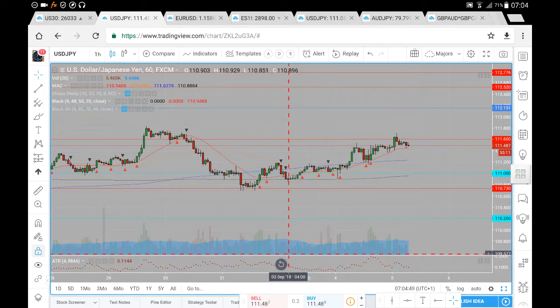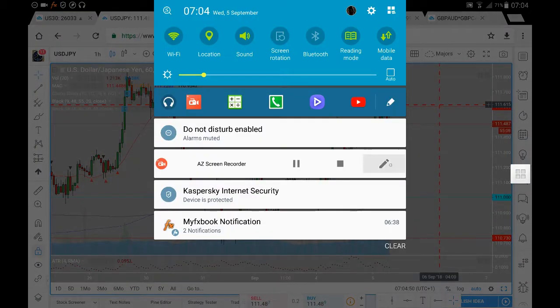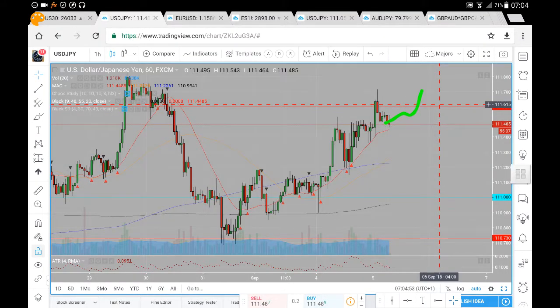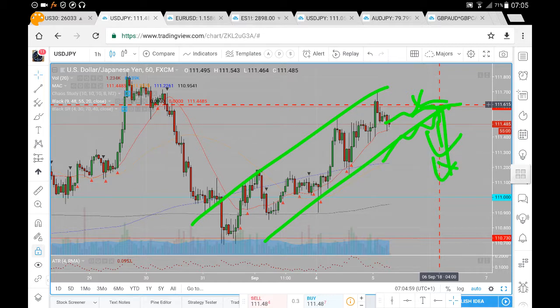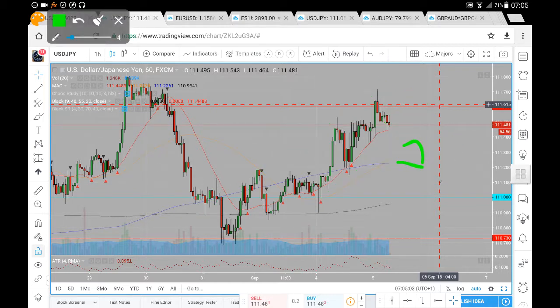If, however, we are not able to break and hold that 1160, if instead we do see a breakdown, breaking out of this uptrending channel here to the downside on the US dollar Japanese yen, I suppose we should be aware of the 200 period moving average, but ultimately we're looking for a test of that horizontal level of that 111.